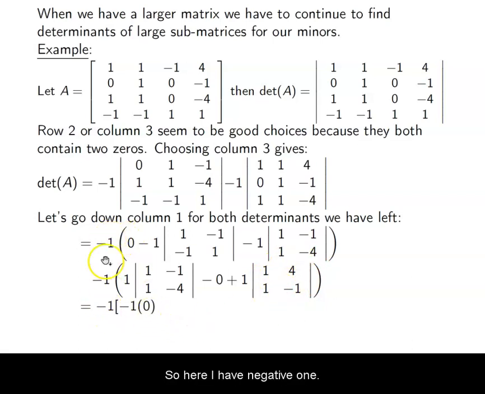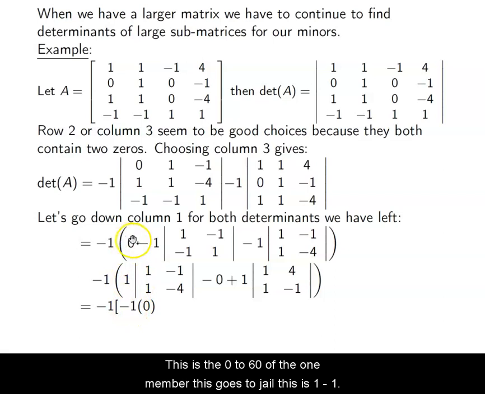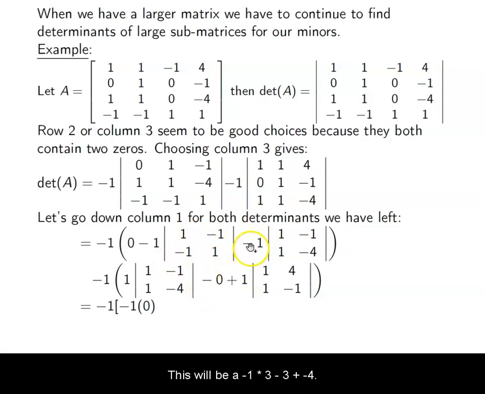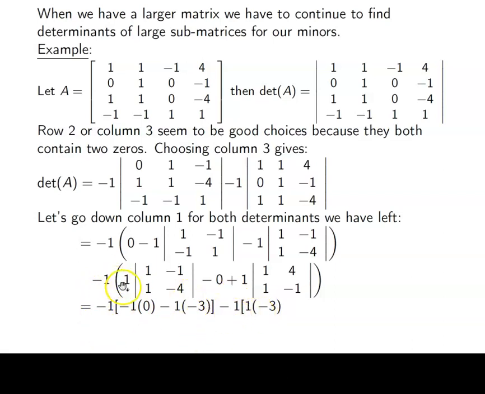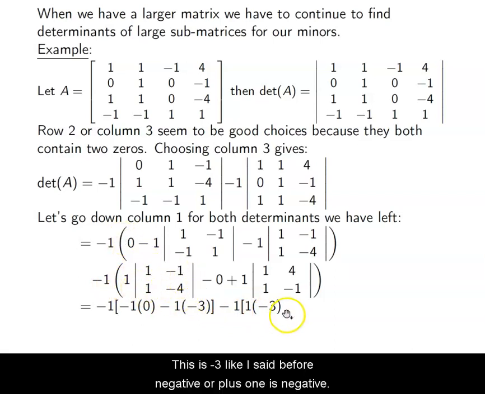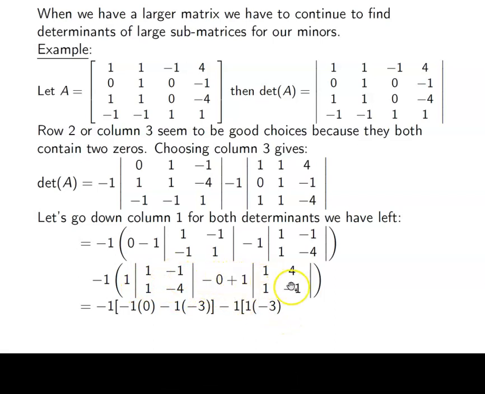Okay. So here I'll have -1. This is just 0. This is -1. Remember, this goes to 0. This is 1 minus 1. This will be -1 times 3, -3. So this is -4 minus a -1. So that's plus. So that's a -3. Then I'll have, and that'll close up this bracket. Okay. Then I'll have a -1. This is -3, like I said before. -4 plus 1 is -3. Minus 0, so I won't include that. And this will be -1 minus 4, so this will be -5. Okay. -0. And plus 1 minus 5.